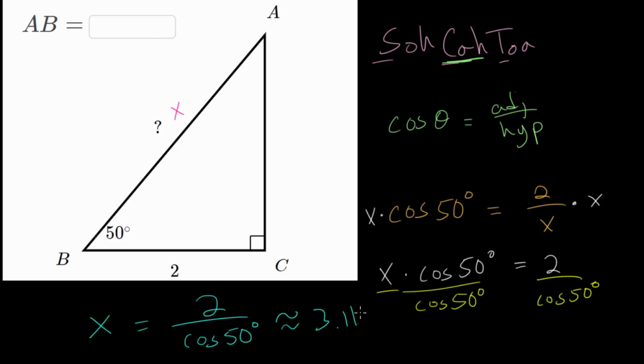However, we can round this to the hundredth place as 3.11, and that number does make sense because we know it has to be bigger than 2, since the hypotenuse is always greater than the legs. So in terms of that, it at least makes a little bit of sense.